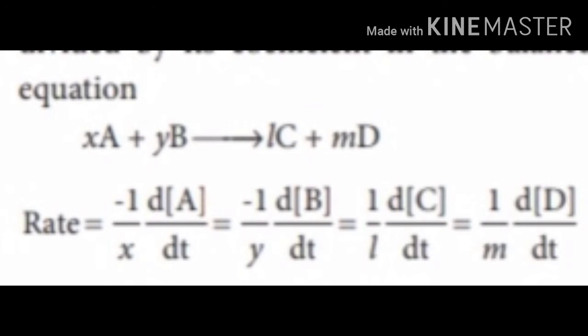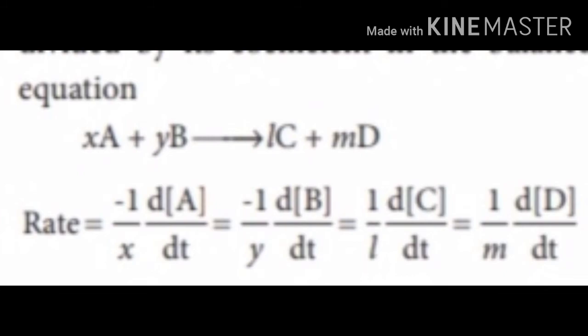That is, for the equation xA plus yB reacting to give lC plus mD, the rate of the reaction applies the equation: rate is equal to minus 1 by x d[A] by dt, equal to minus 1 by y d[B] by dt, equal to 1 by l d[C] by dt, equal to 1 by m d[D] by dt.